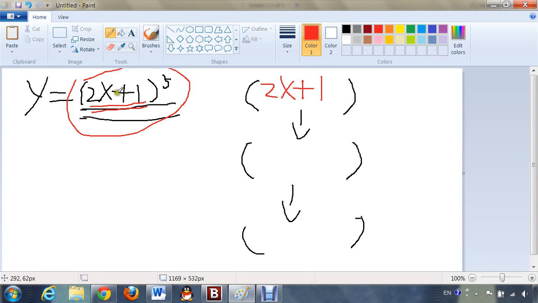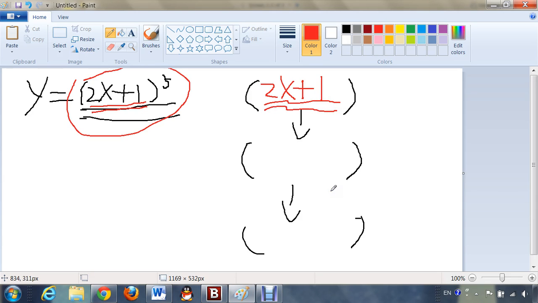Because anything outside 2x plus 1, it's 2x plus 1 to the 5th, is not something you can take the derivative of right away, because you have to use the chain rule for that, right? So this is the simplest part of this expression.